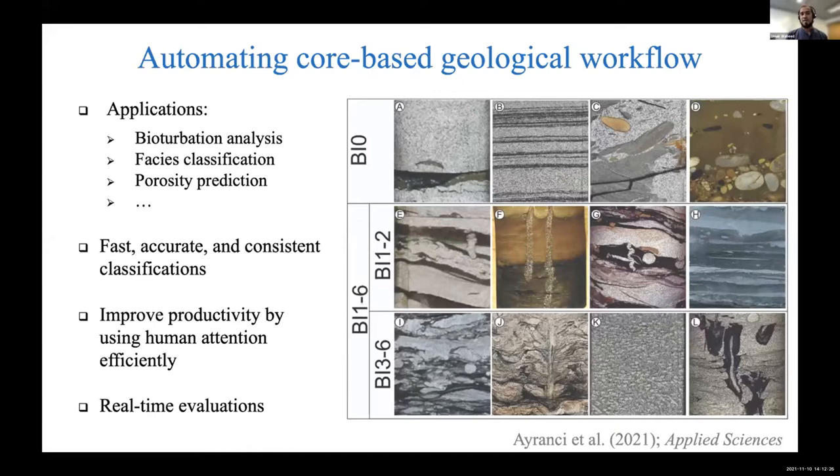It allows us to have fast, accurate, and consistent classifications and improve productivity by using human effort intelligently, right? It also allows us to have real-time evaluations rather than waiting very long. So it reduces the cycle time where you have data and then you want to do intellectually demanding jobs with this data. You can reduce that time. You can use a convolutional neural network or deep learning based model for that.